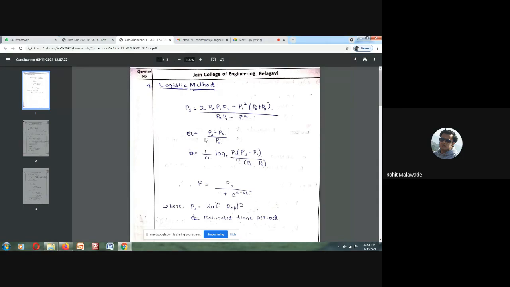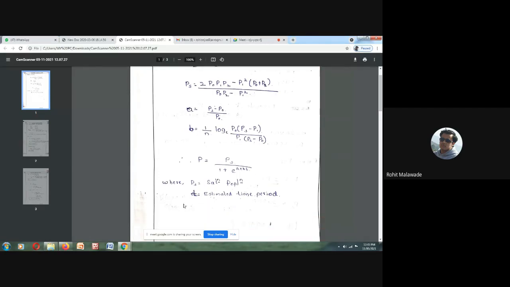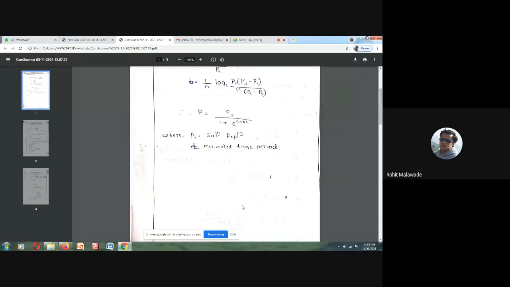So this A and B, how can it be calculated? By using these two formulas, we can calculate the values A and B. Now PS is the saturation population, and T is the estimated time period. Okay, now we will see one problem. If we solve the problem, then the things will be more clear to you.